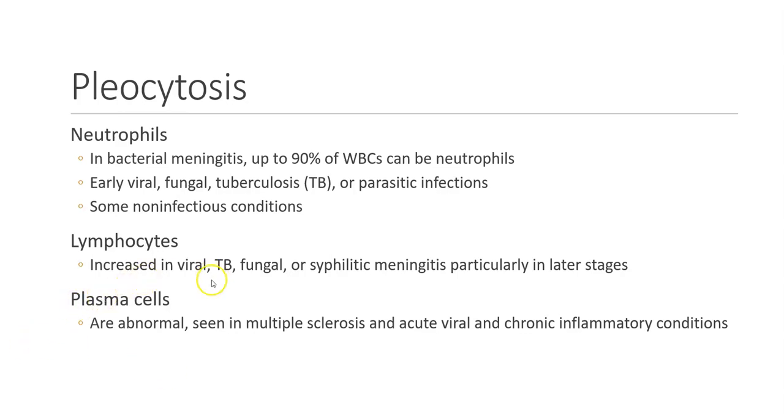Lymphocytes present in the CSF are increased in viral, TB, fungal, or syphilitic meningitis, particularly in the later stages. And we're specifically talking about neurosyphilis. Plasma cells. These are abnormal. You should not see plasma cells in the CSF. If they're present, they're usually indicative of a disease, multiple sclerosis, or acute viral diseases and chronic inflammatory conditions. But again, it's highly unusual to see plasma cells in the CSF.